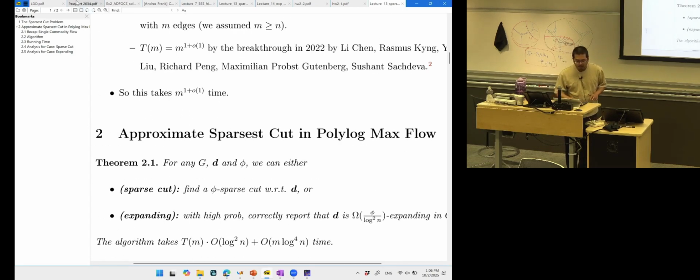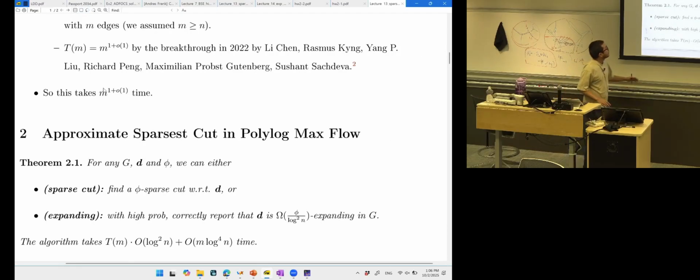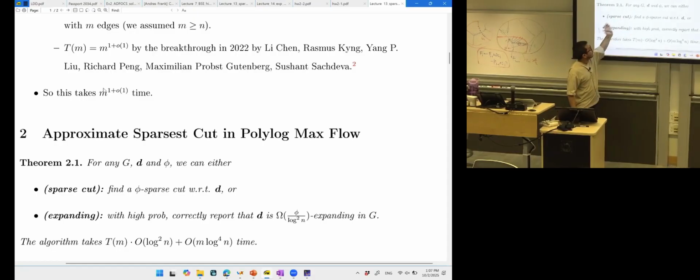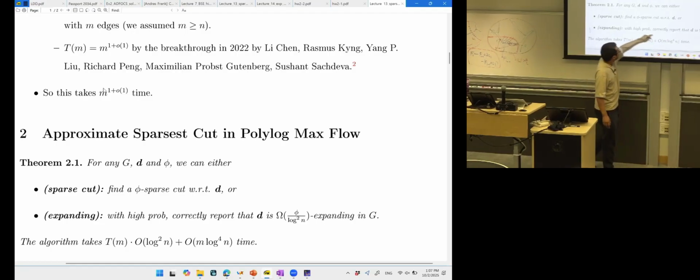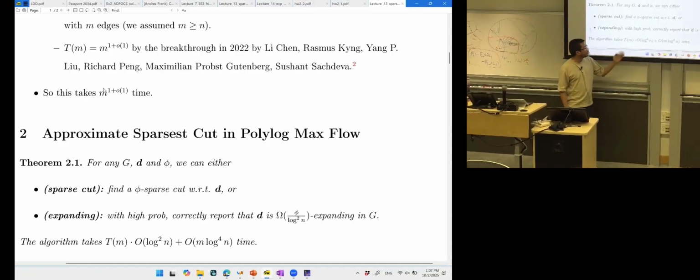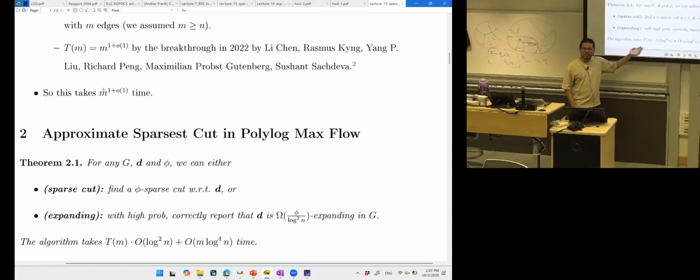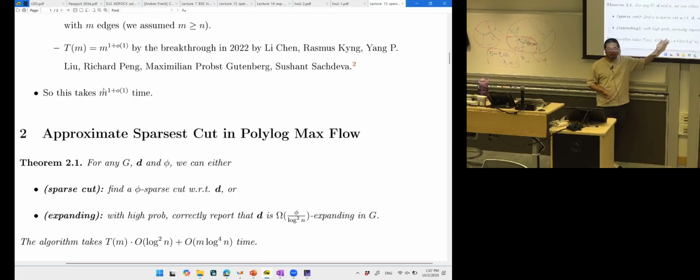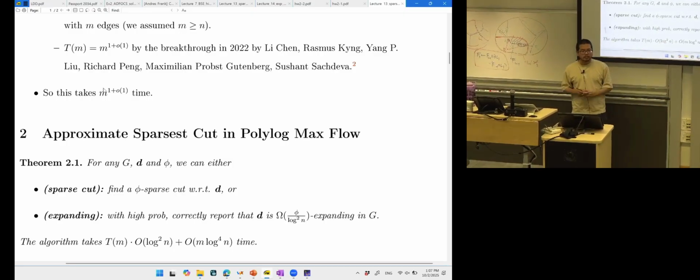Here we know that given any graph, node weighting, and phi, we can either find a phi-sparse cut with respect to the node weighting, or say that the node weighting is expanding in G. How do we do this? We just run the standard cut matching game on this node weighting. That basically gives us an approximate sparse cut algorithm. We either say that there is a phi-sparse cut, or there is no phi over log squared sparse cut. So that's fast.